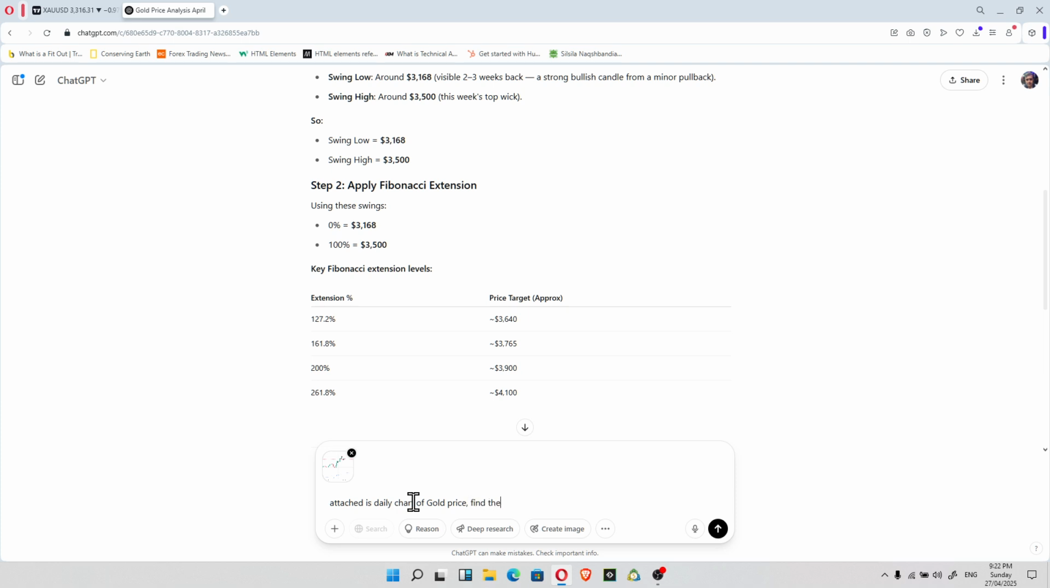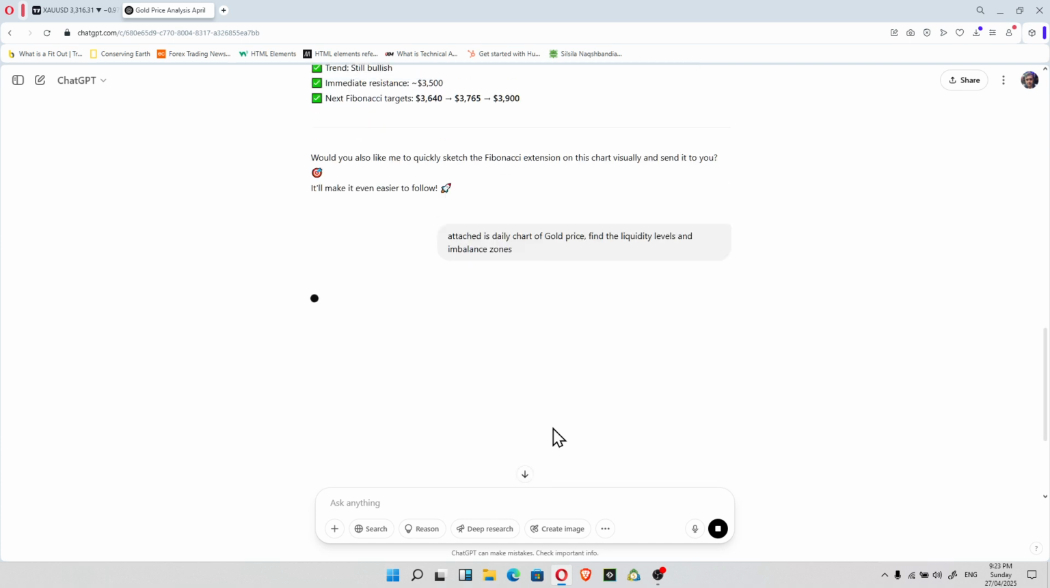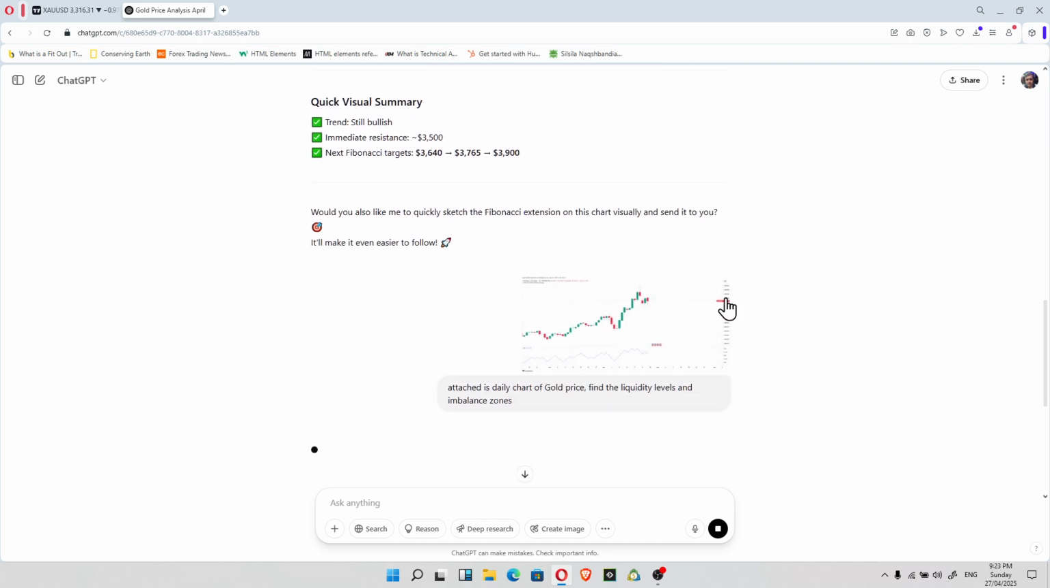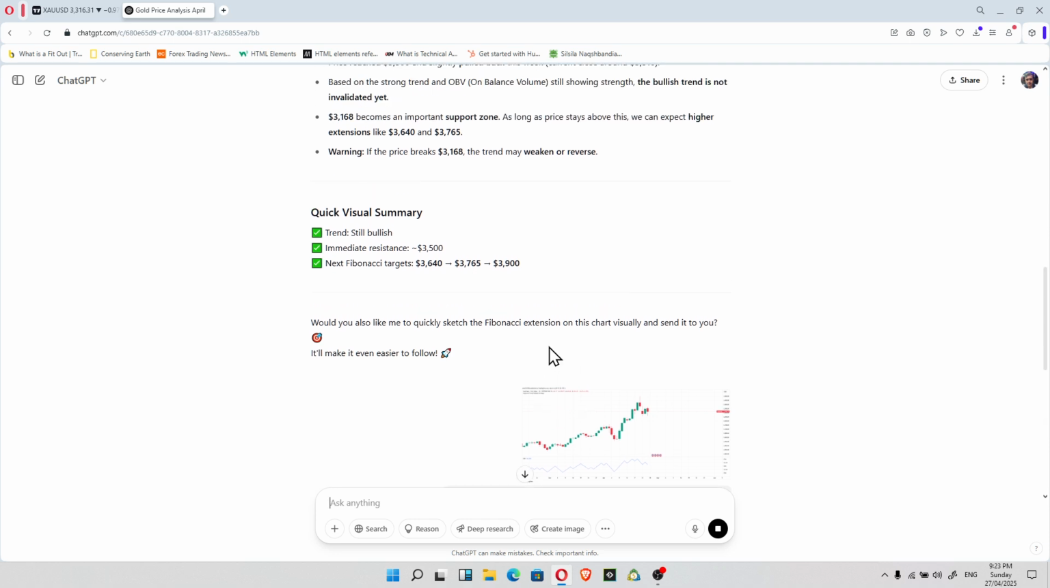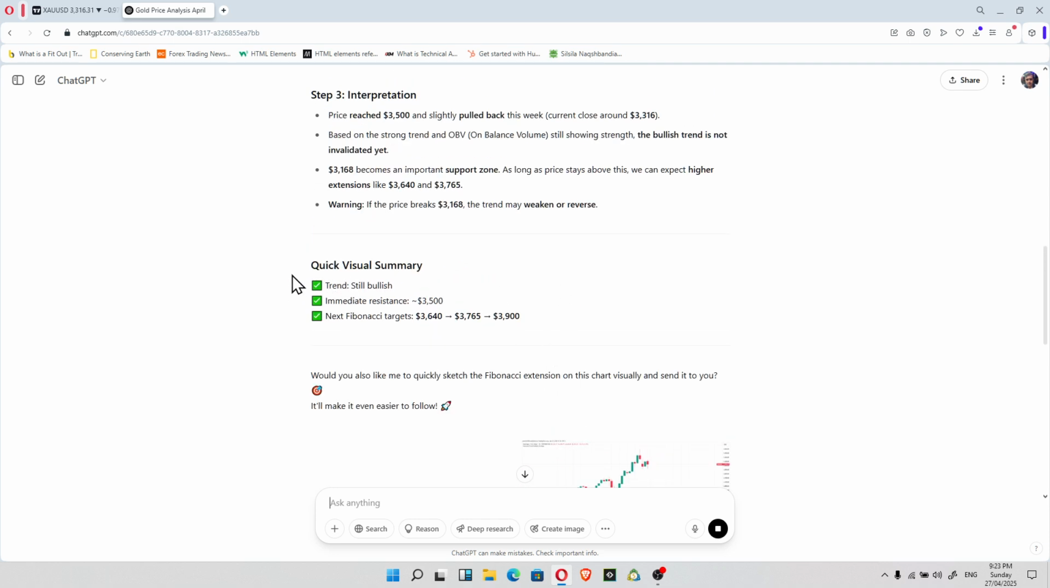Find the liquidity levels and imbalance zones. So all these SMC concepts are being applied by ChatGPT, and we don't have to worry about learning all that big slab. It also gives us a quick visual summary, which is still bullish.